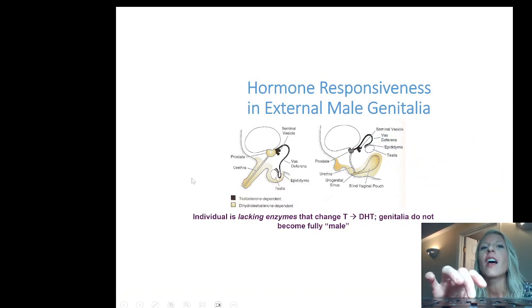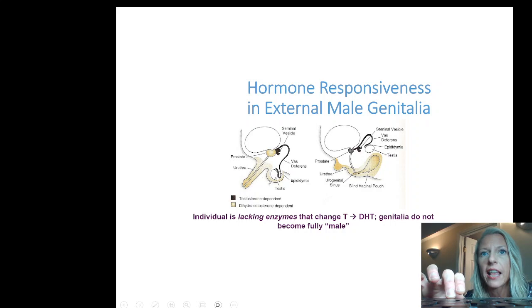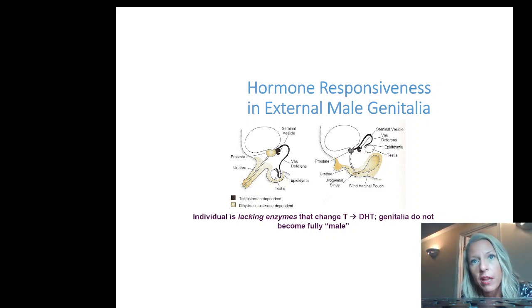In terms of ambiguous genitalia, this is an example of an individual who's lacking an enzyme that changes testosterone into another type of androgen, dihydrotestosterone, or DHT. And if you look in this picture, the normative picture here, okay, the lightly shaded regions, so the penis and the scrotum and the prostate are all DHT dependent, so meaning they need DHT in order to develop. And then the seminal vesicle, vas deferens, and epididymis are testosterone dependent.